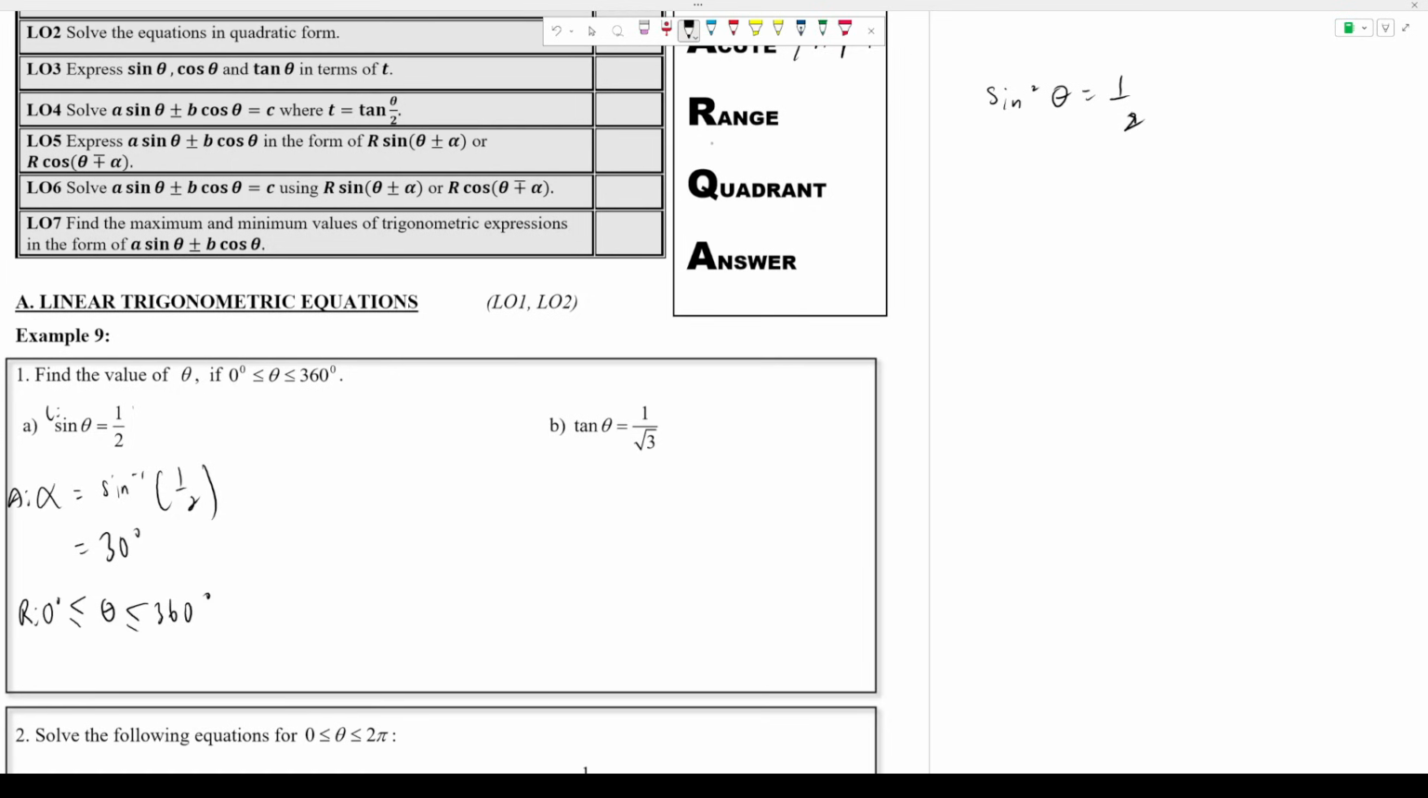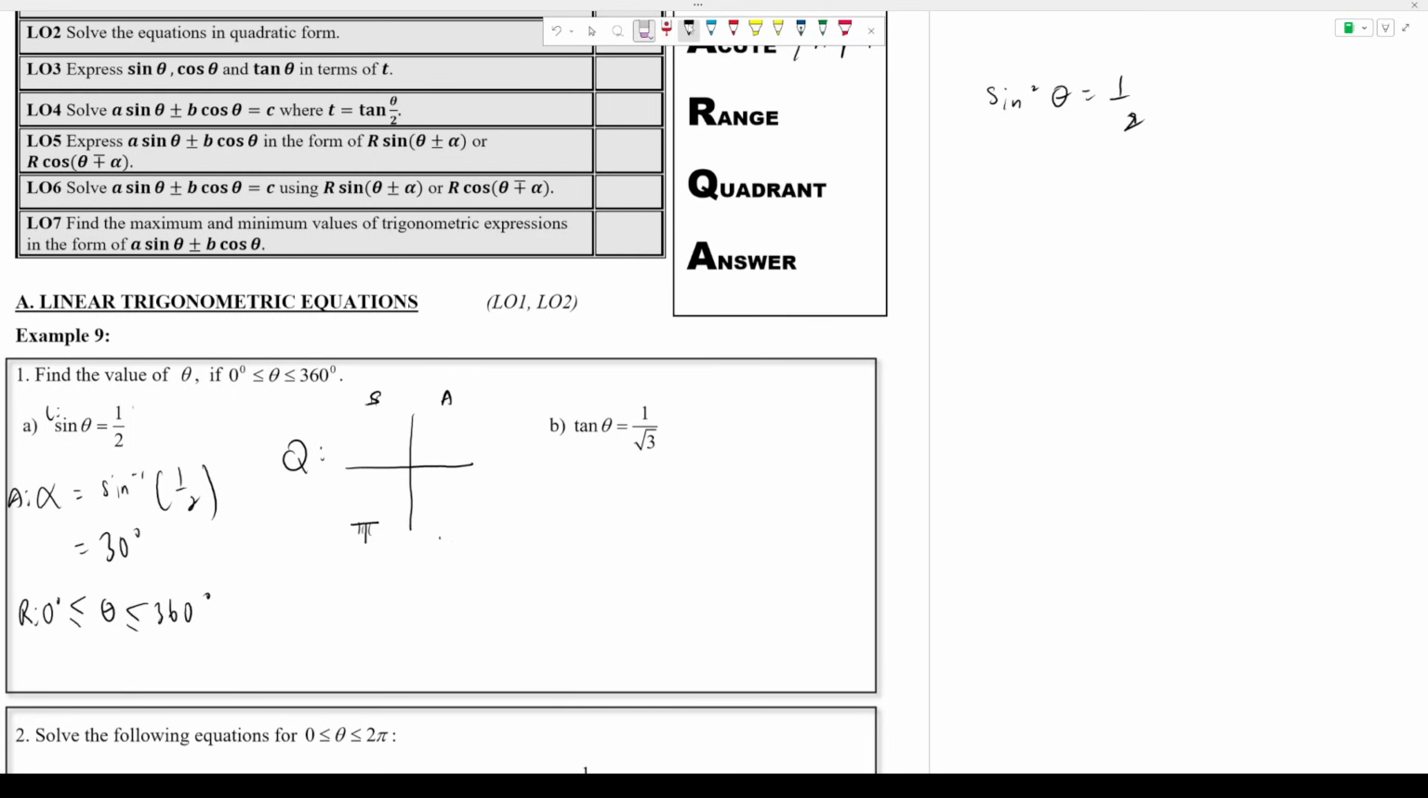And then Q. Q is for quadrant. For the quadrant step, you have to memorise this first. We have the first quadrant, second quadrant, third quadrant, and fourth quadrant. In each respective quadrant, there are certain values that are positive, if you look at the graphs of sine, cos, tangent. In the first quadrant, everything is positive: sine, cos, tangent all positive. In the second quadrant, only sine is positive; tangent and cos are negative. In the third quadrant, only tangent is positive. And in the fourth quadrant, only cos is positive.